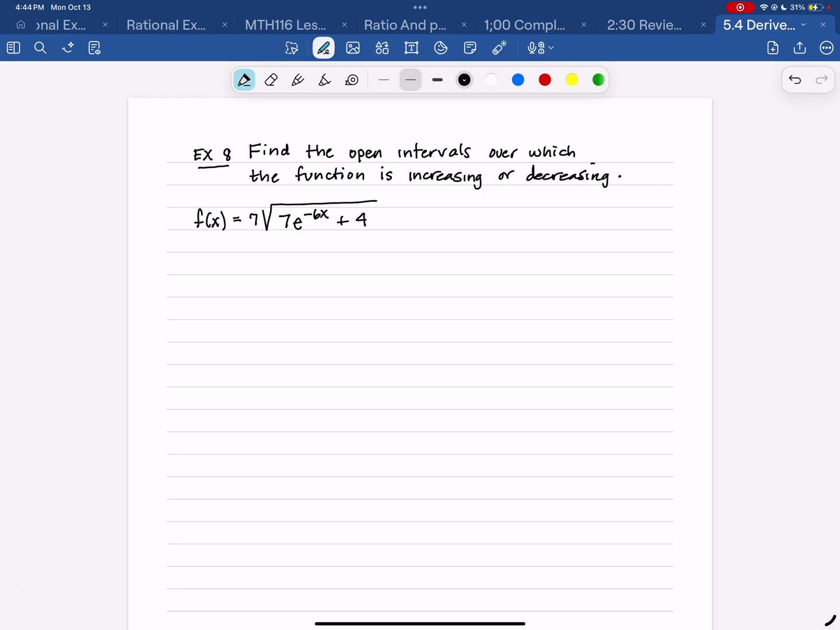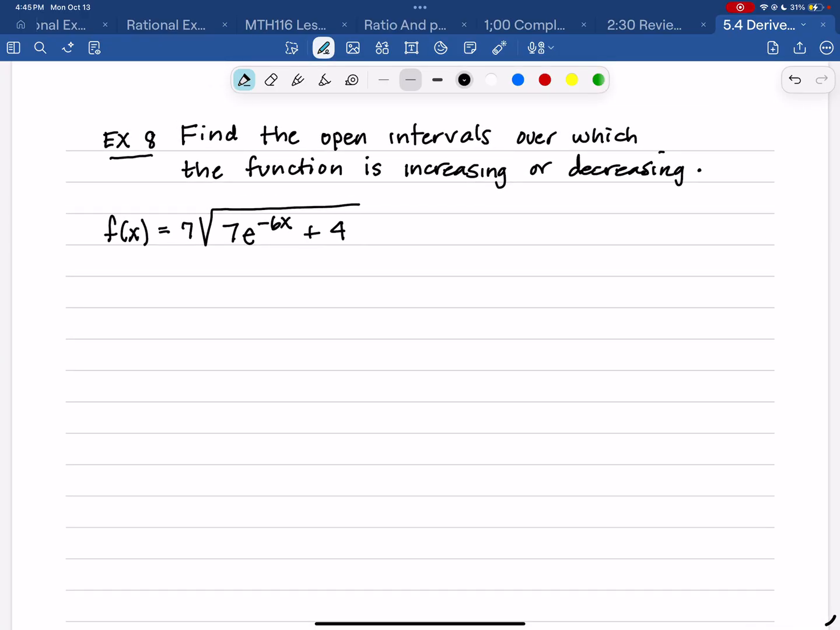Example 8. Find the open intervals over which the function is increasing or decreasing, where f of x is 7 times the square root of 7e to the negative 6x plus 4. Well, with all radical, and in this case square root functions, we use a fractional power, and a square root is always a 1/2 power. So this is just going to be a power rule.